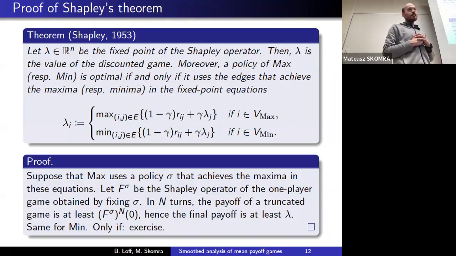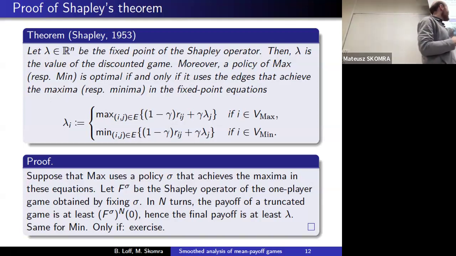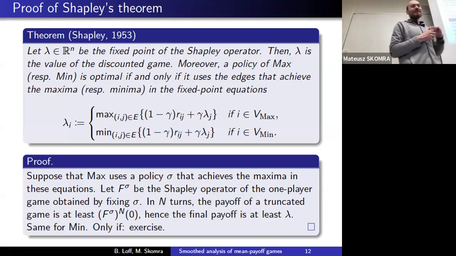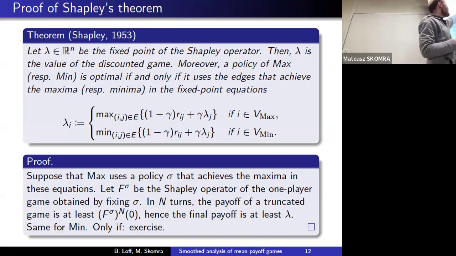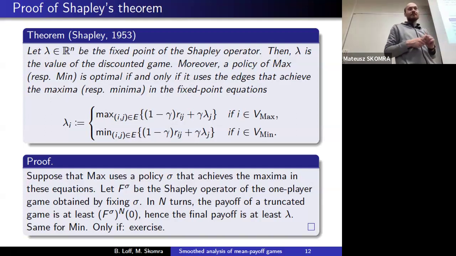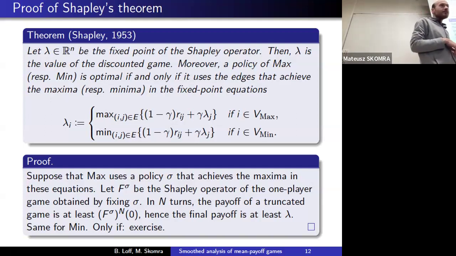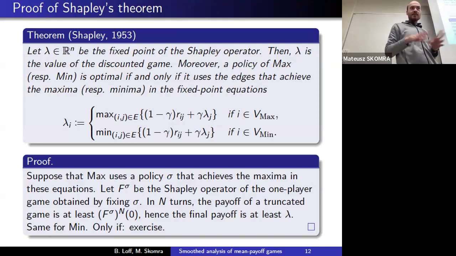And the unique fixed point of this is actually lambda, because this is how we define the sigma. The sigma is the policy that achieves maxima here. So in particular, lambda is the fixed point of this. Okay, is this now okay? Yeah, that's the proof.